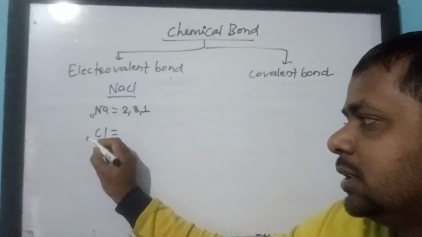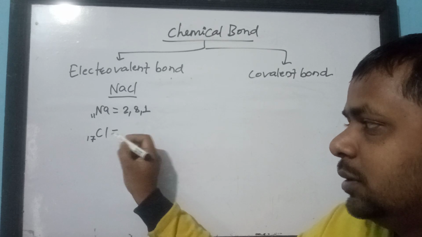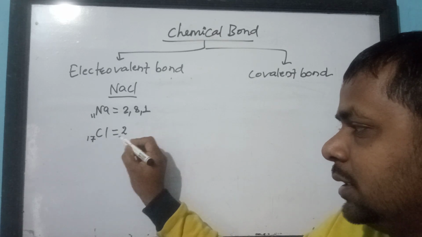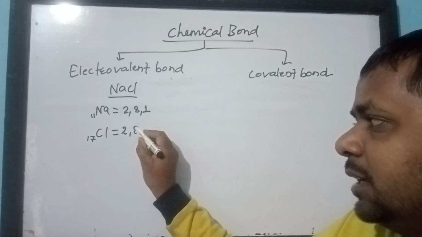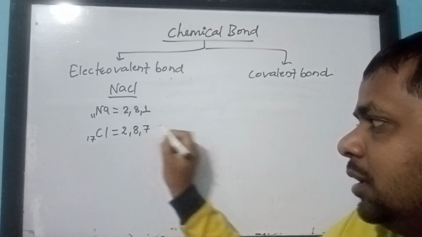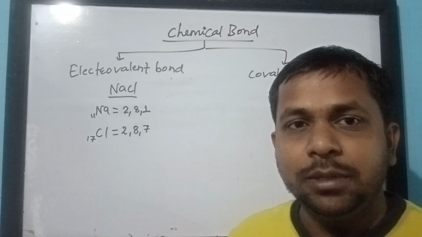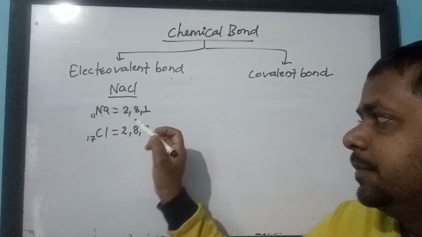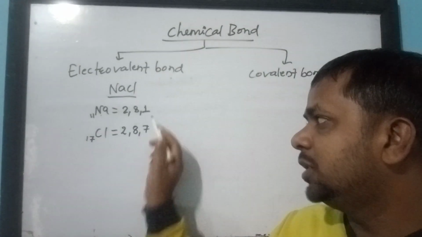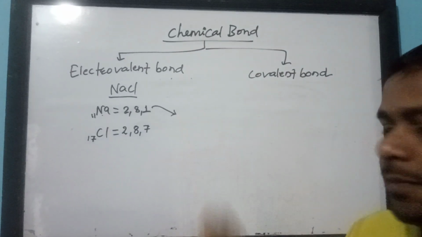When you see the electronic configuration of chlorine, we find that its atomic number is 17, in the first orbit 2 electrons, second orbit 8 electrons, and in the third orbit there are 7 electrons. This everybody knows. Then here in sodium there is 1 electron in the outermost orbit, so this sodium wants to lose this electron.